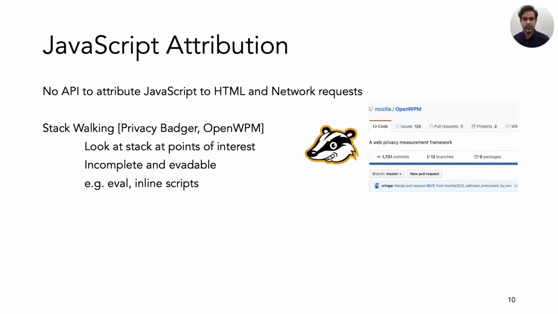The basic idea is to look at stack at different points of interest. For example, if we want to see which script is responsible for creating an HTML element, we can throw the stack trace and traverse it to determine the initiating script.